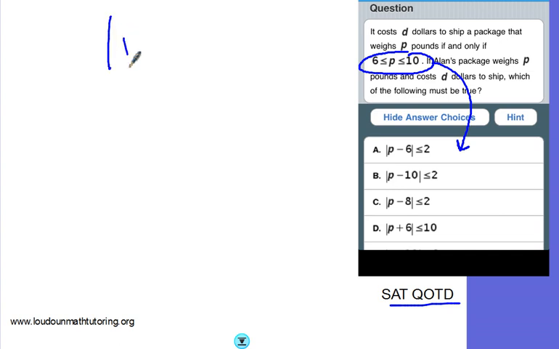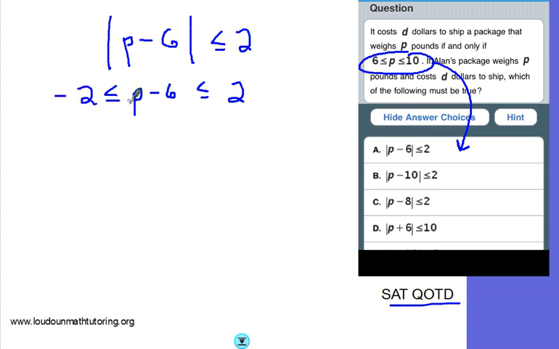If you have the absolute value of the expression P minus 6 is less than or equal to 2. Okay, if we were setting this up as an absolute value problem and solving for P, we would remove the absolute values, and you'd remember that there is a positive solution and a negative solution, and you would flip the symbol. I'm going to write it as a compound inequality where P minus 6 is greater than or equal to negative 2.